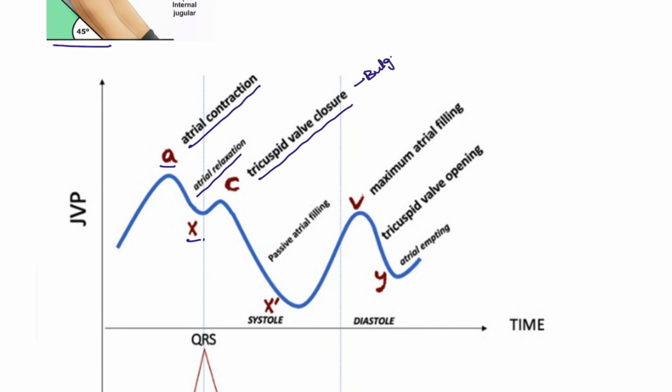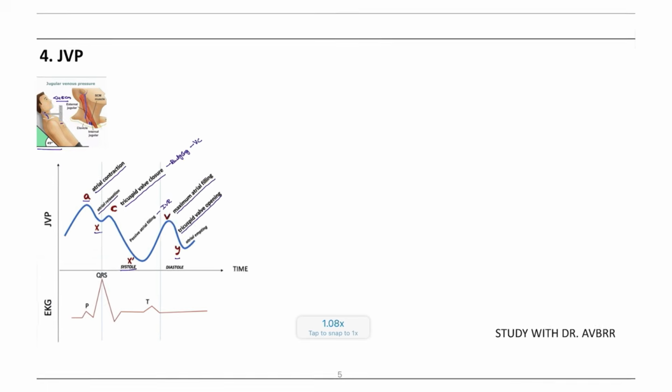Why the tricuspid valve bulging here? Because of the ventricular contraction happening here, and after the ventricular contraction, the whole muscle is going to relax, right? So this is going to be the isovolumetric relaxation. First X descent we are going to see here. Next, after that, there is a V wave, and the V wave signifies the maximum atrial filling. After that there is tricuspid valve opening, and that is the Y descent, and the atria is going to empty. These are the important waves that are going to be present, right?